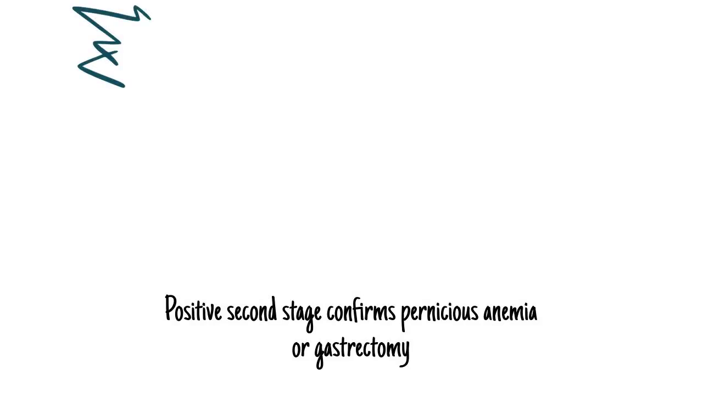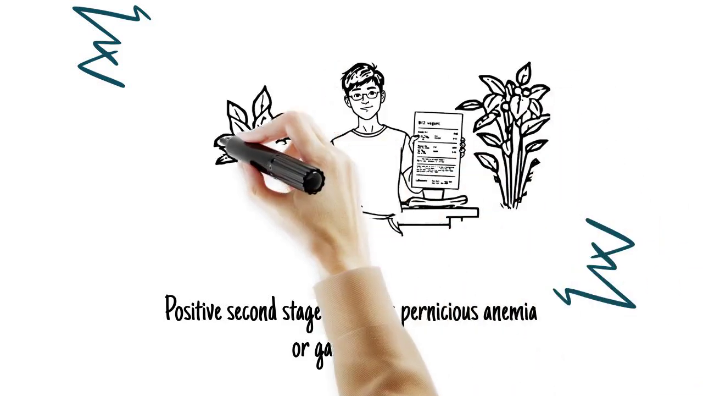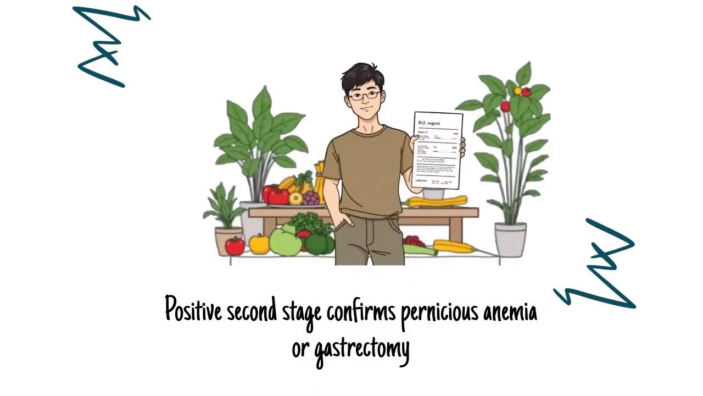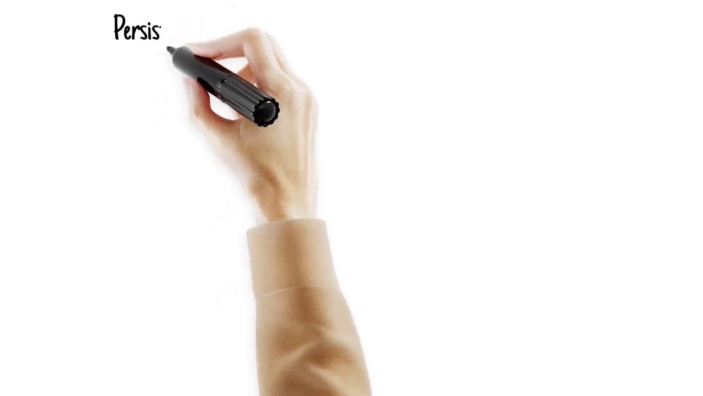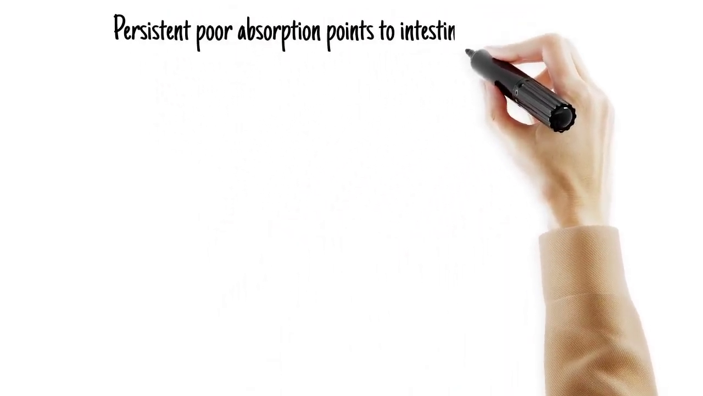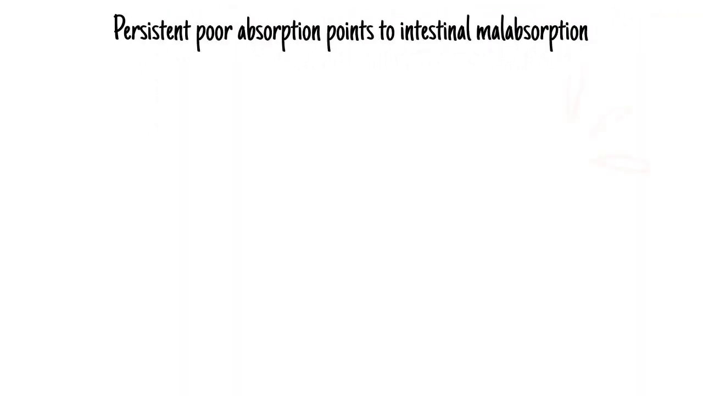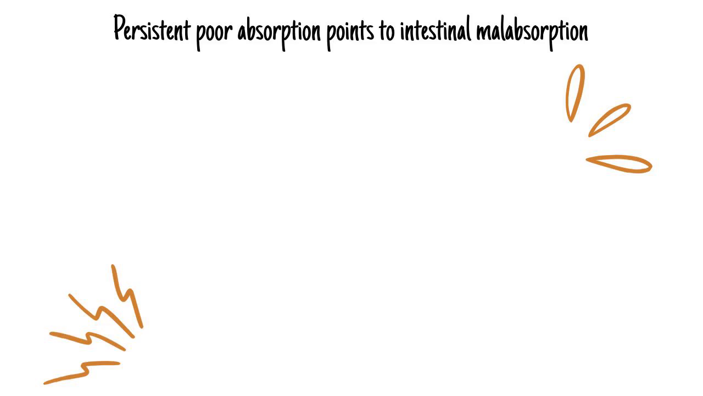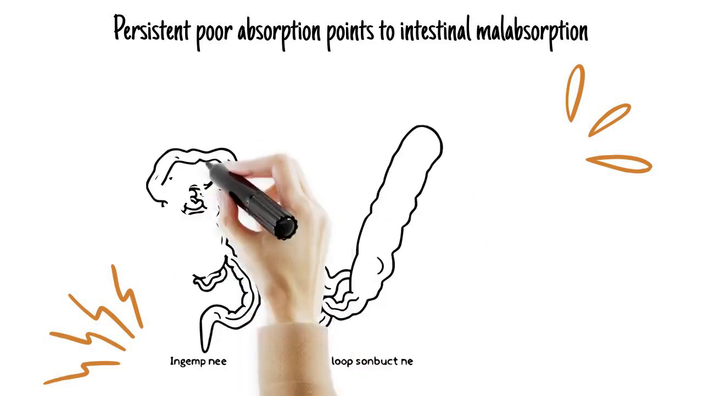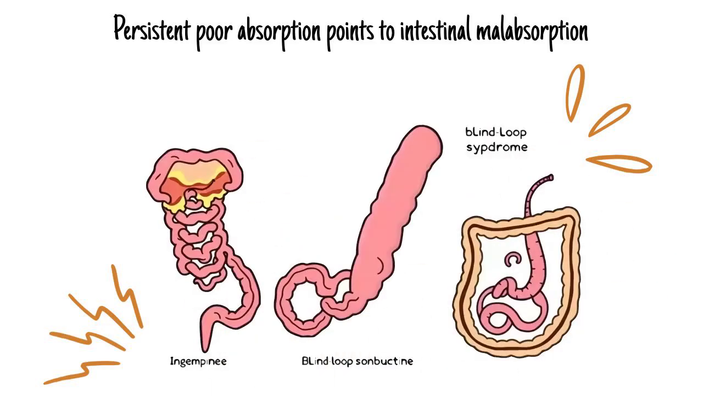However, if absorption remains poor even when intrinsic factor is provided alongside the B12, then the problem is not intrinsic factor at all. The intestine itself is malfunctioning. This pattern is characteristic of intestinal malabsorption conditions such as Crohn's disease, blind loop syndrome, or giant tapeworm infestation, conditions where the intestinal absorption site is diseased or bypassed by competing organisms.